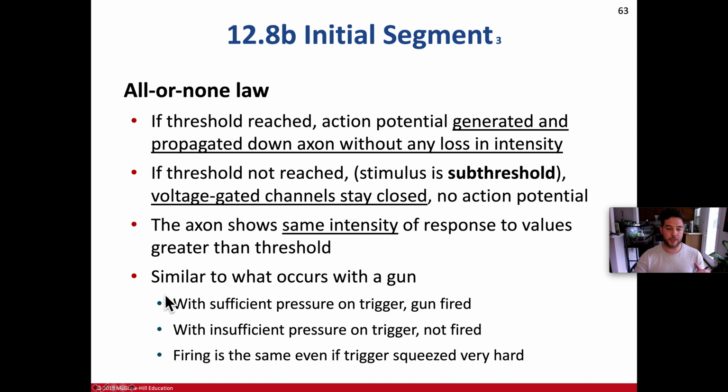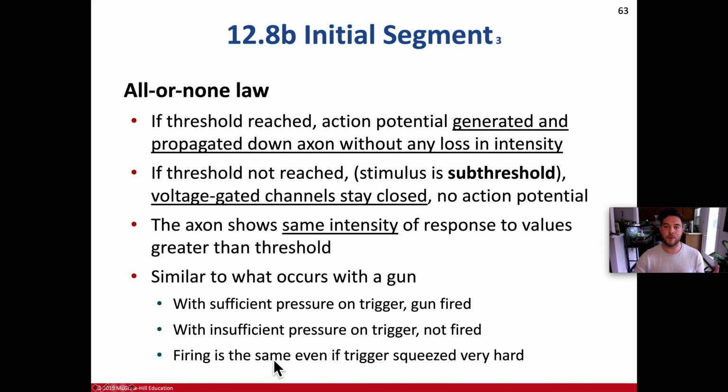The book uses the example of a gun. Essentially, what it's saying is that if threshold is negative 55 millivolts, it doesn't matter if you get right at negative 55.0 or if you depolarize all the way to positive 20. As long as you reach threshold, your response is exactly the same. So what they say is, with sufficient pressure on a trigger, the gun will fire. If you do not squeeze the trigger enough, the gun will not fire.